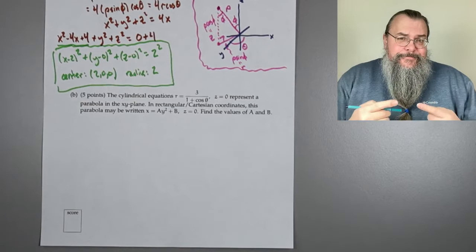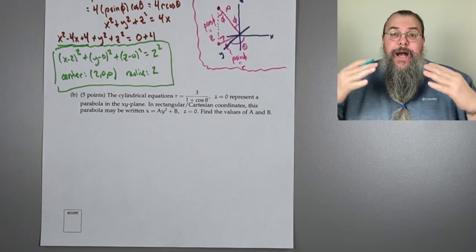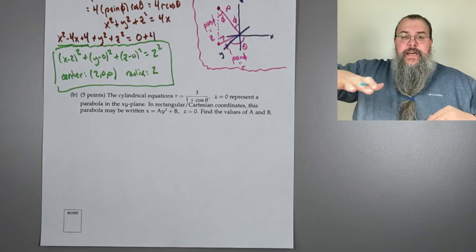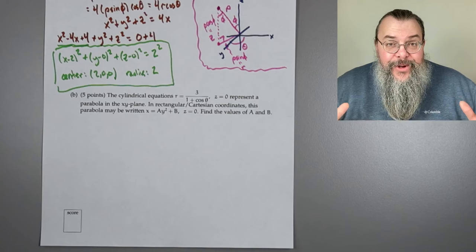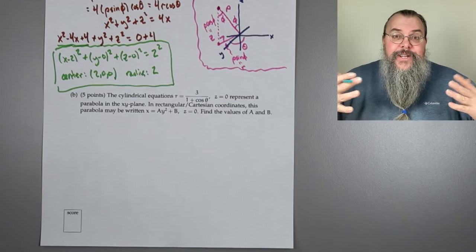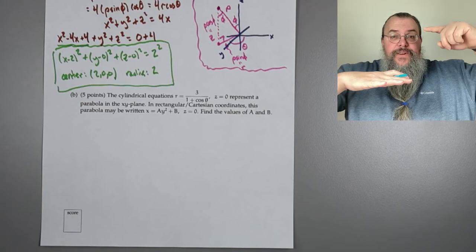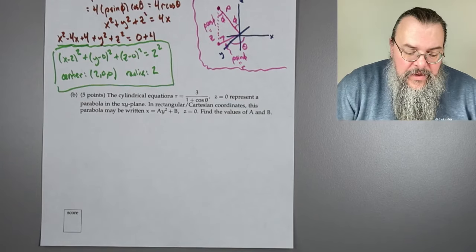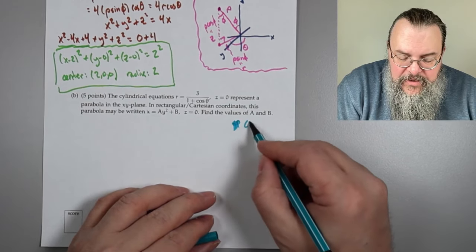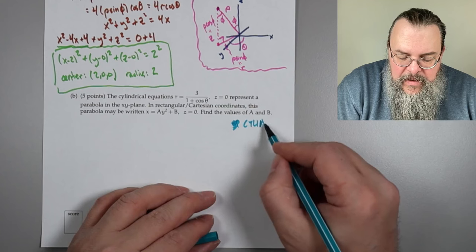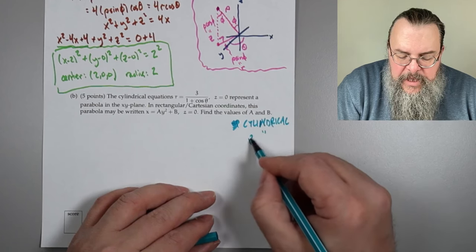Now here's the thing. It says we're in cylindrical coordinates. And how does cylindrical coordinates work? Well, you have your xy plane, and in the xy plane, it's polar. That's how you do it. That's r and theta. And then you say, well, how far off the xy plane do you go? That's z. So what we have is that cylindrical is really polar plus z.